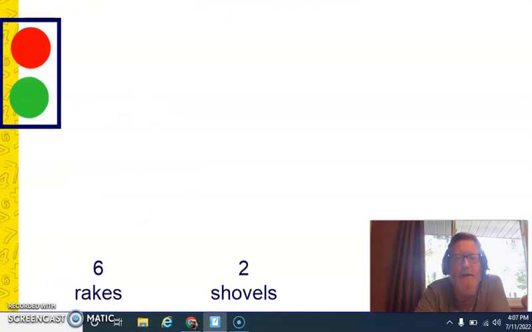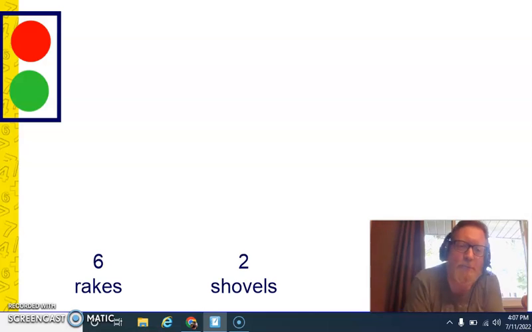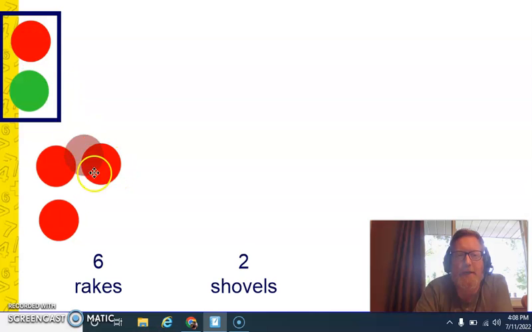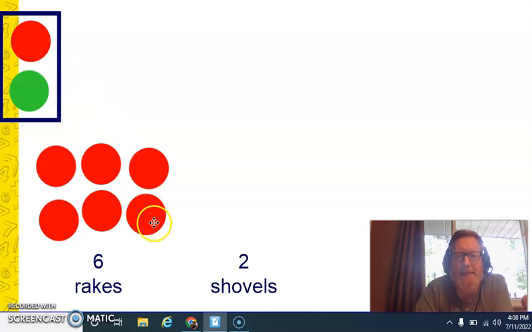Here's our next problem. 6 plus 2. We need 6 and 2. So let's count 6 red first, shall we? Count with me. Find the red. Here's red. 1, 2, 3, 4, 5, 6. Then we need 2 shovels. We're going to use the green to represent our shovels. So where's that green? There's green. Count with me. 1, 2.